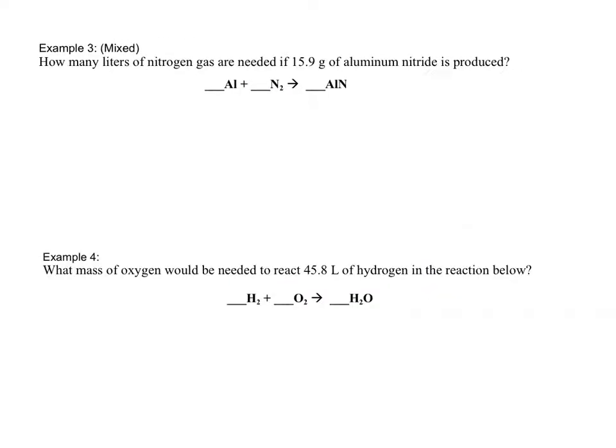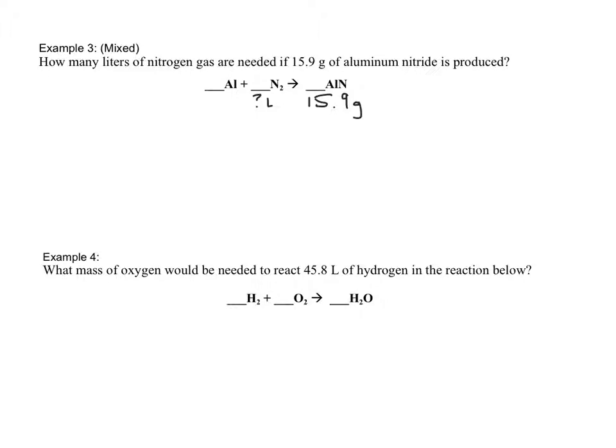Okay, our next example is a mixed problem. So in this question, we're asked how many liters of nitrogen gas are needed. So underneath nitrogen, I'm going to write question mark liters. And we're given 15.9 grams of aluminum nitride. So underneath that, I'm going to write my 15.9 grams.